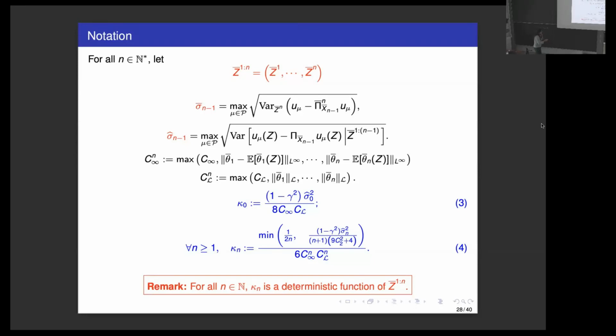Okay. And so one needs to define this quantity here, kappa 0, which is defined in terms of this constant and of sigma hat 0 here, and of gamma. Gamma being the parameter of a weak greedy algorithm, which will come about. And kappa n is this quantity here. What is important is that kappa n is indeed a deterministic function of all the samples used up to iteration n.